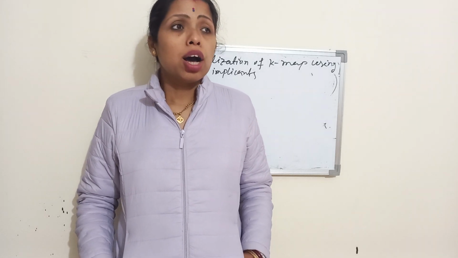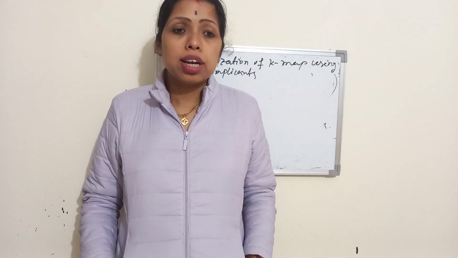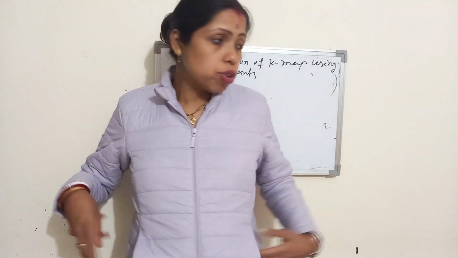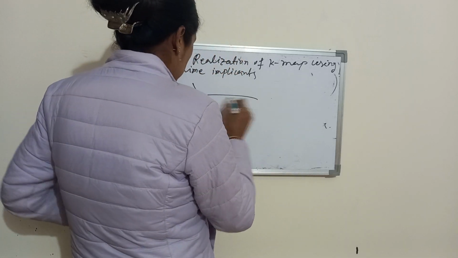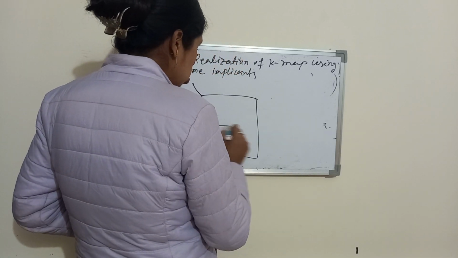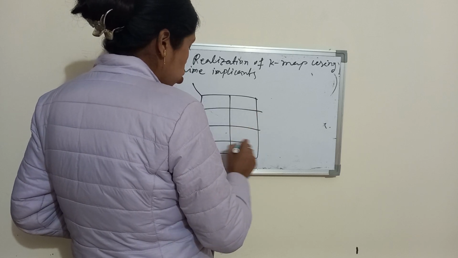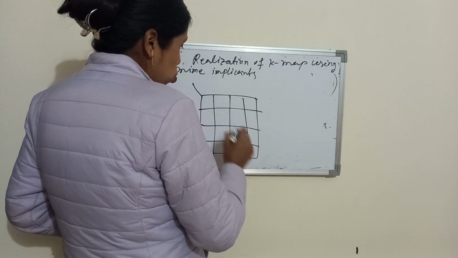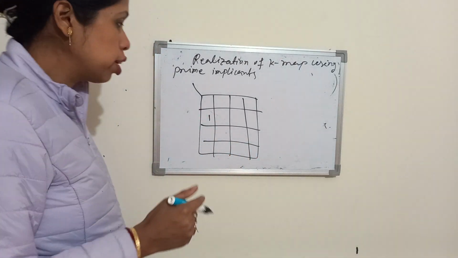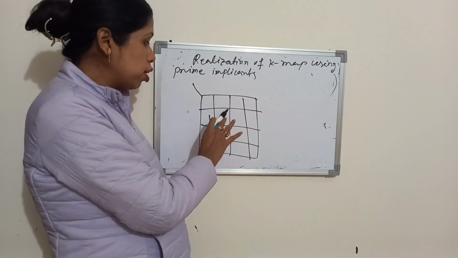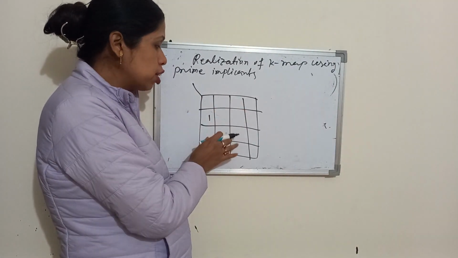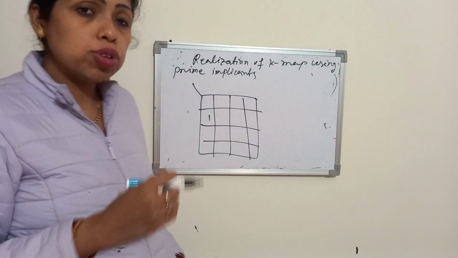When we use the Karnaugh map, we have to do grouping, grouping of adjacent ones. Suppose you have a K-map; in the K-map we put logic 1 or logic 0. We put logic 1 for an SOP expression and logic 0 for a POS expression. After putting logic 1 in the K-map for the SOP, we have to do the grouping.